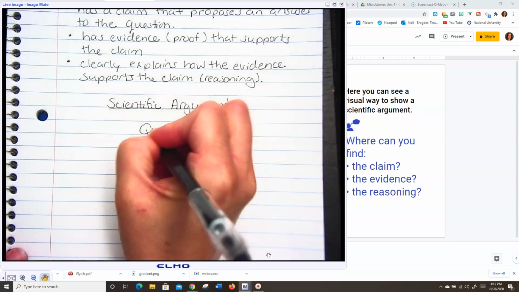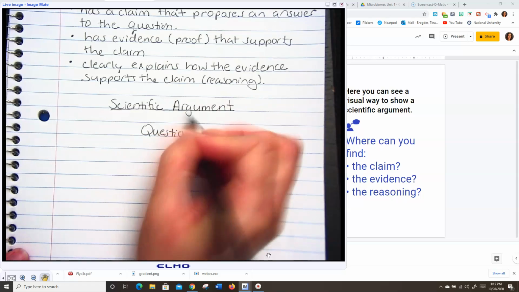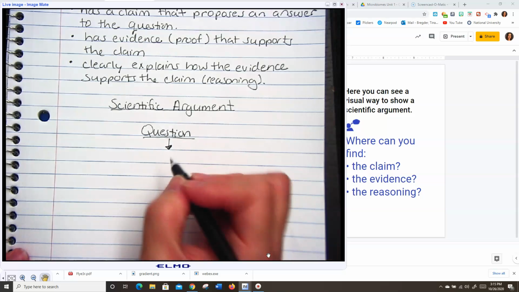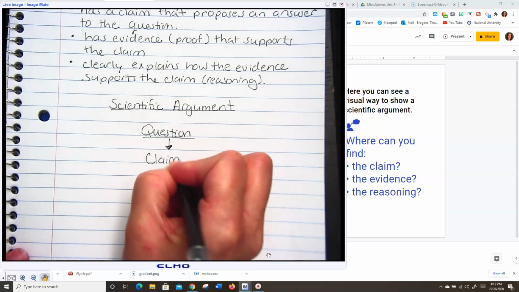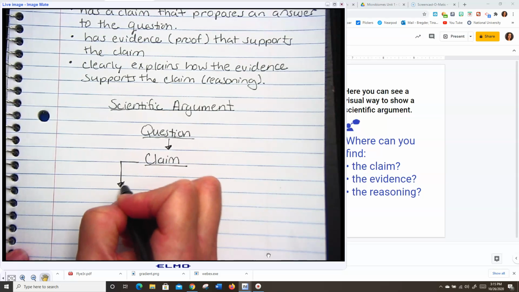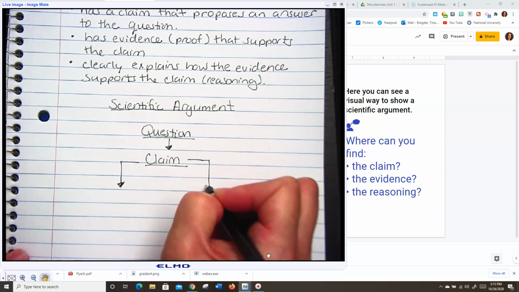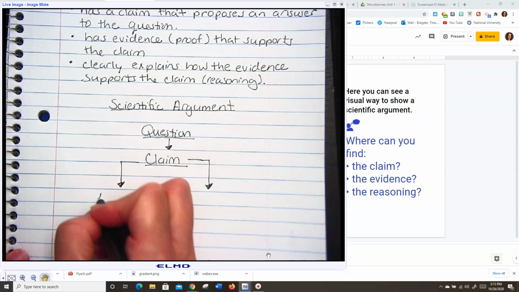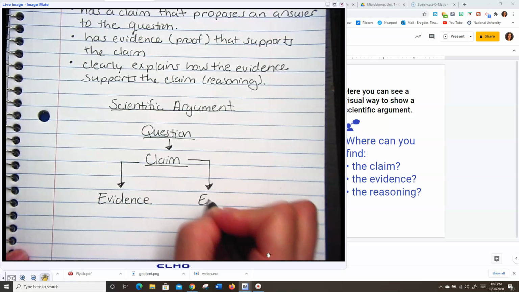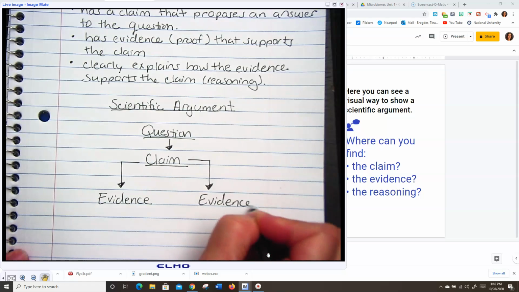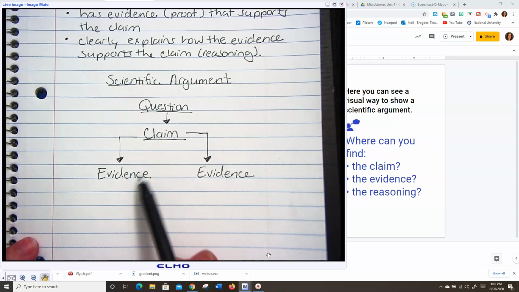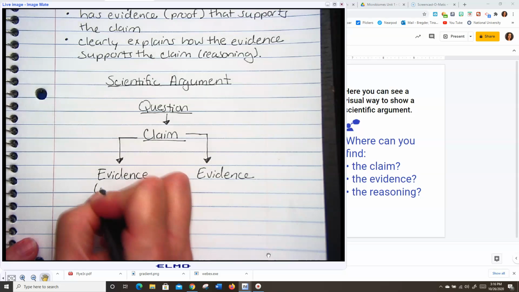So the first thing you have is a question. And down after the question, like that question is like your hypothesis, you're going to make a claim. And then from the claim, you're going to have evidence. Now, you might have more than 2 pieces of evidence, but we're just going to put 2 here. Now, to support the evidence, how does the evidence prove the claim? You can have reasoning.